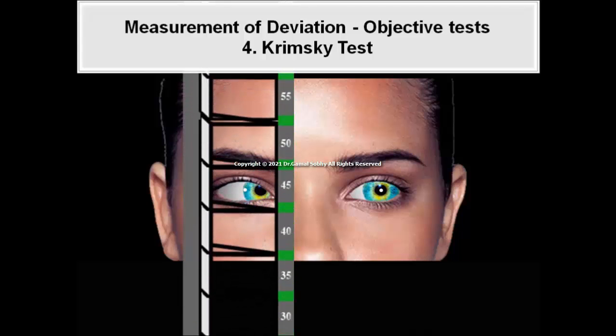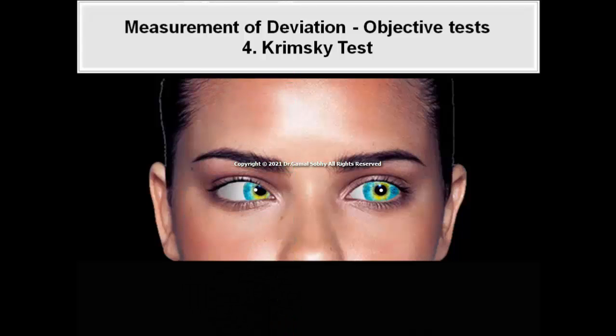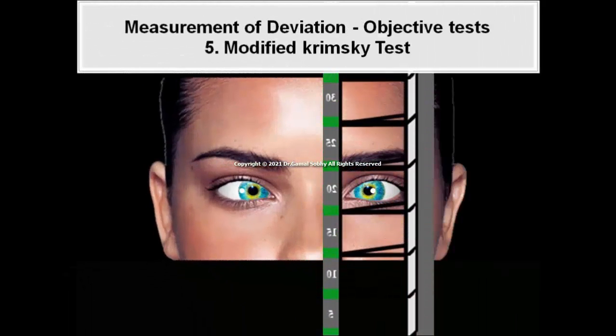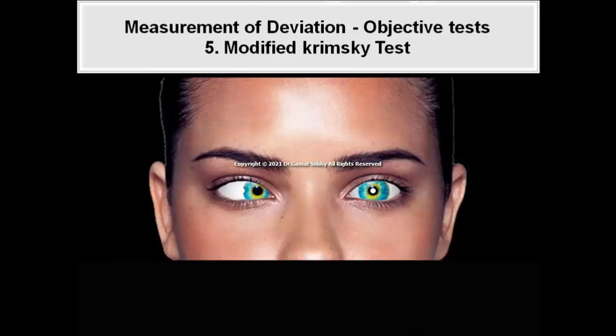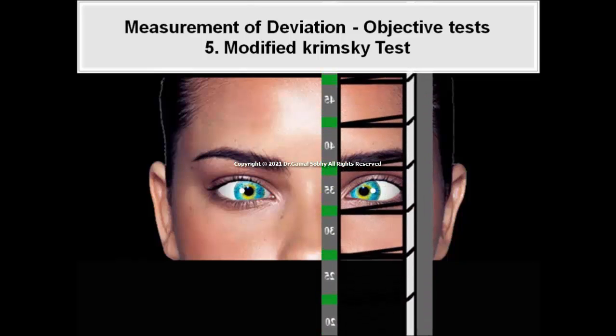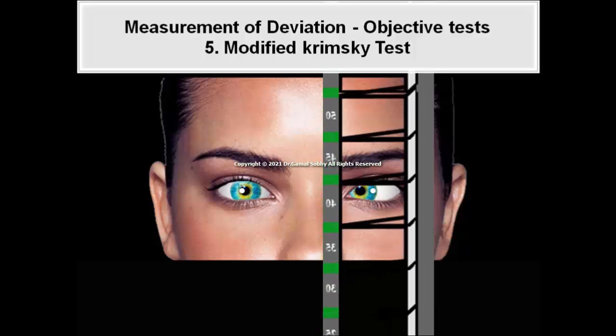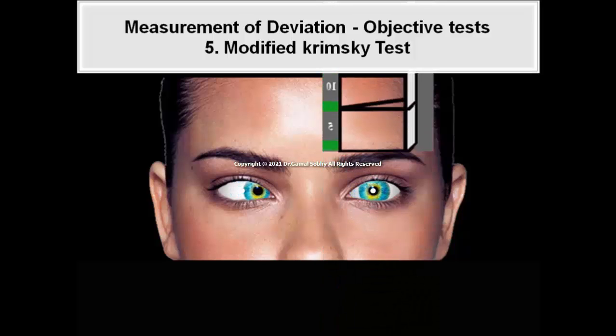The amount of prism power necessary to achieve this is the measure of the deviation. Modified Krimsky test. The angle of deviation is the amount of prism power that causes a movement in the normal eye necessary to centralize corneal reflex in the deviated eye.